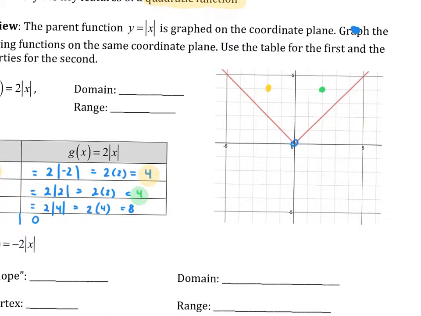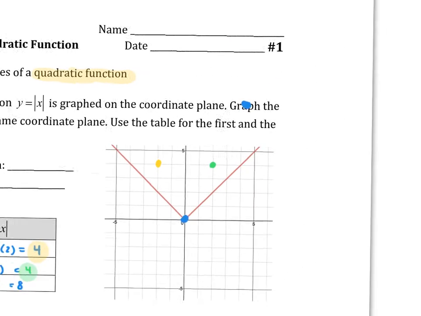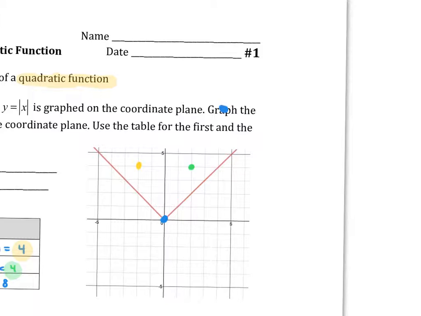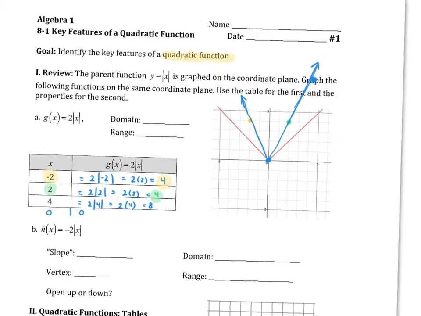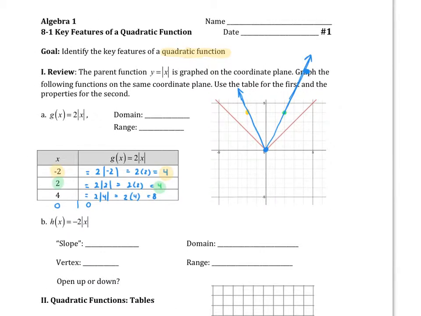So that's super important for this graph here, because that would be our bouncing point. So the ultimate result is this, where we get a V shape, but notice what's true about the arms. The arms are closer together than the original function. The arms are closer together, but opening in the same direction.